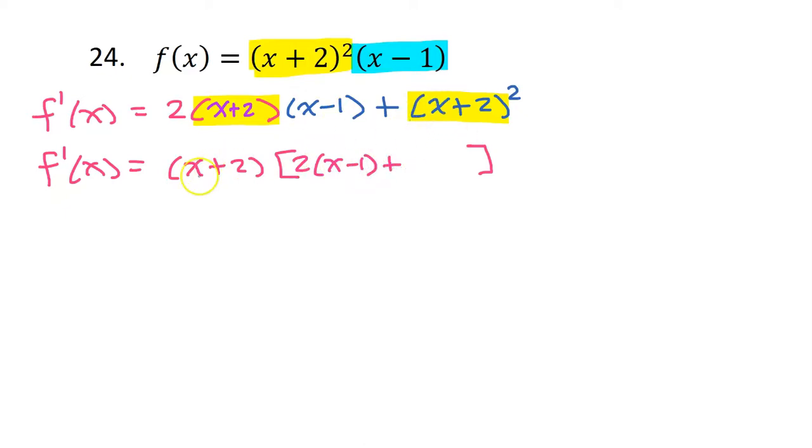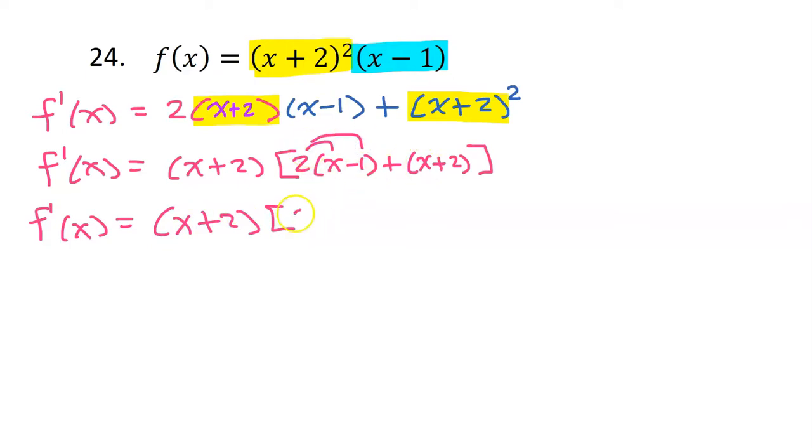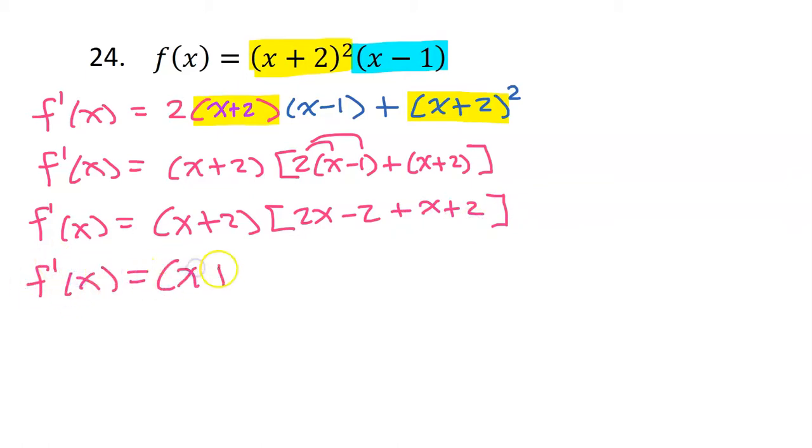Now, we've taken away one factor of x plus 2, but there were two of them, so there's still a factor of x plus 2 left behind. So now we have f prime equals x plus 2 times, and let's simplify this. So distributing the 2, we have 2x minus 2, and then x plus 2. So now we have f prime equals x plus 2.